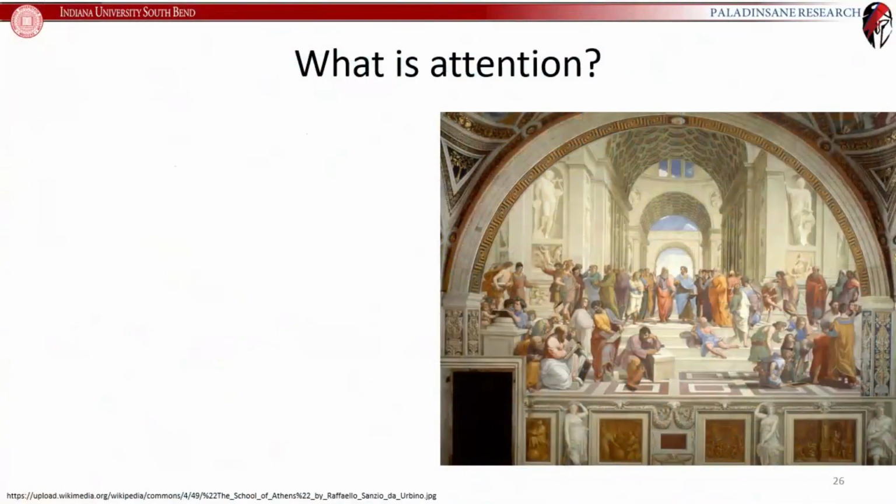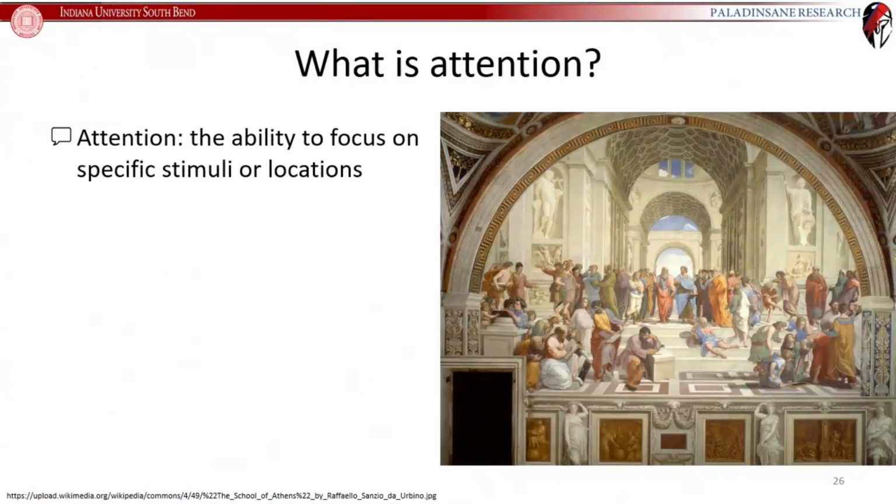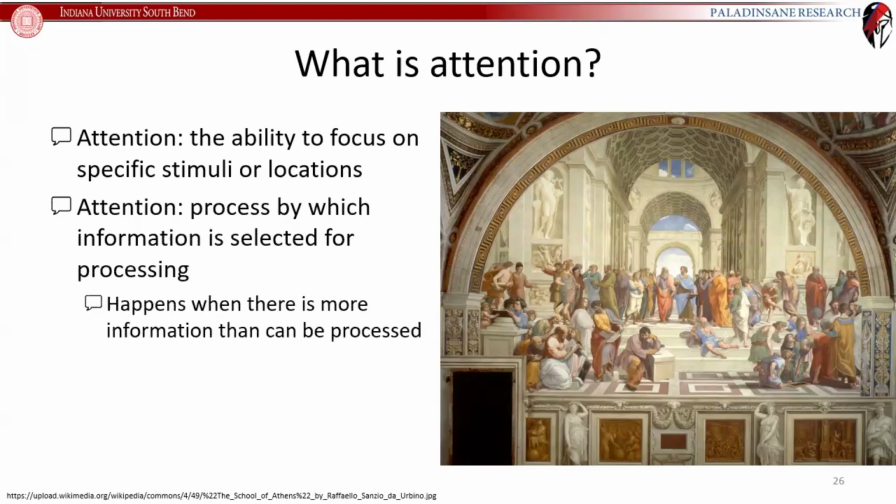All right, so what is attention? Attention is defined as the ability to focus on specific stimuli or locations. So it's that ability to narrow your field of inquiry, your field of processing, to a specific stimulus or specific location. And attention is not just that ability, but it's also the process by which information is selected for processing, right? And this happens when there's more information than can be processed.